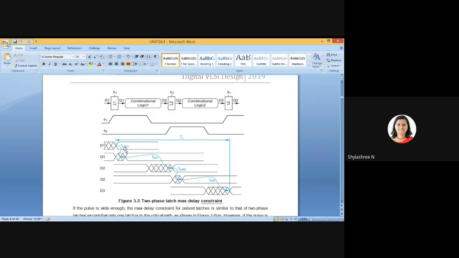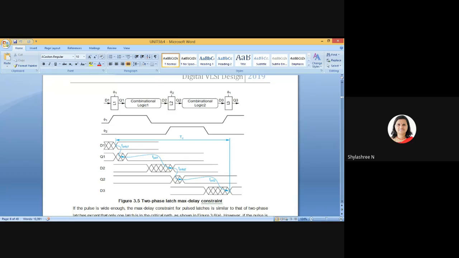The first one is the D to Q propagation delay of your first latch, then of your first combinational logic block, propagation delay 1, and then with respect to your second latch, the D to Q propagation delay 2, and with respect to your combinational logic 2, it is TPD2. So what may be your cycle time now? Cycle time should be greater than or equal to? Adding of all. Yes, correct. Adding of all. TPDQ1 plus TPD1 plus TPDQ2 plus TPD2.